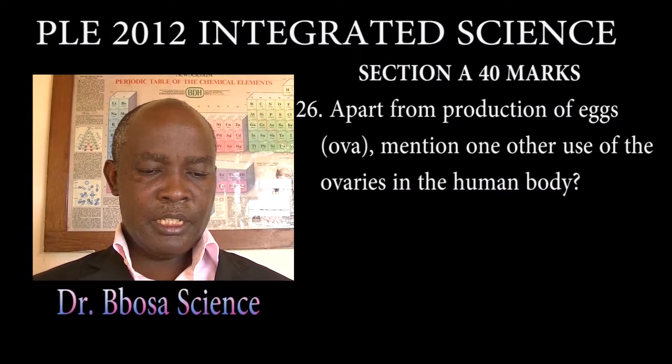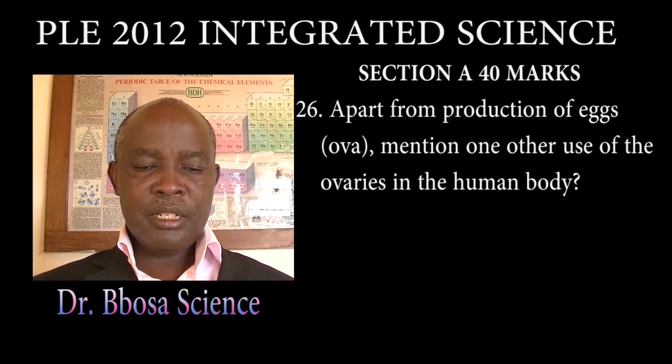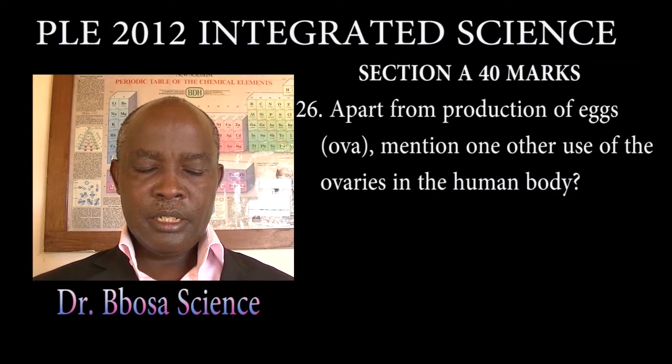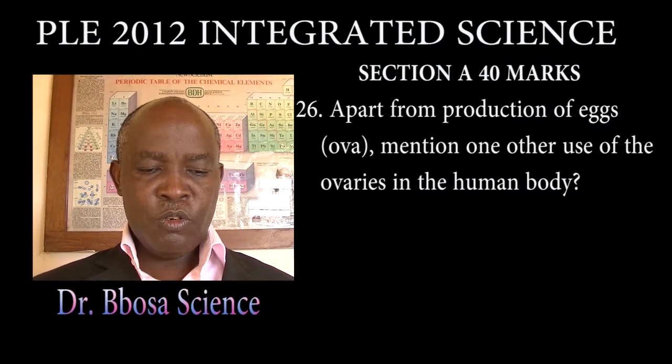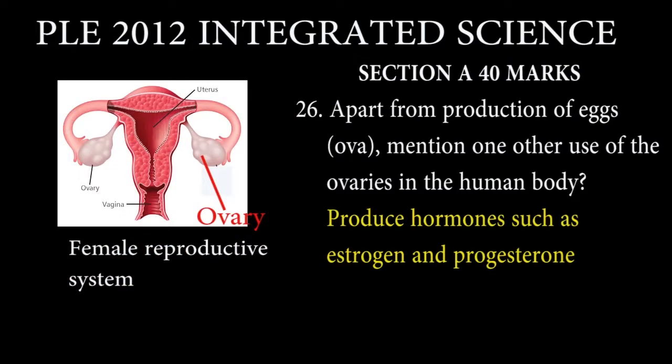Number 26. Apart from production of egg (ova), mention one other use of ovaries in the human body. Ovaries produce hormones such as estrogen and progesterone.